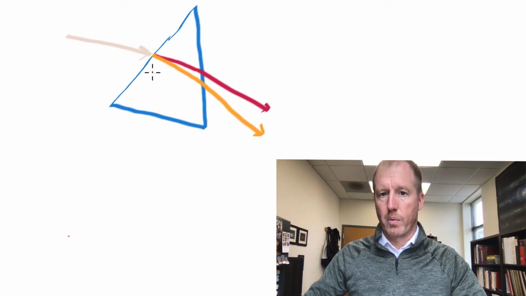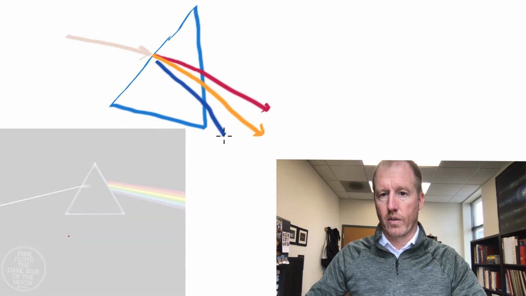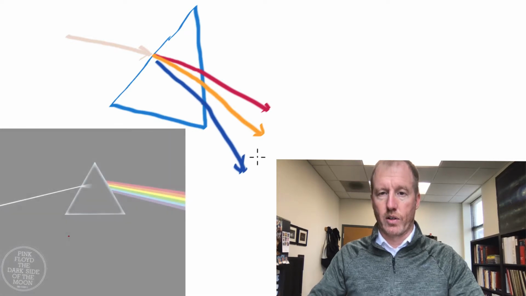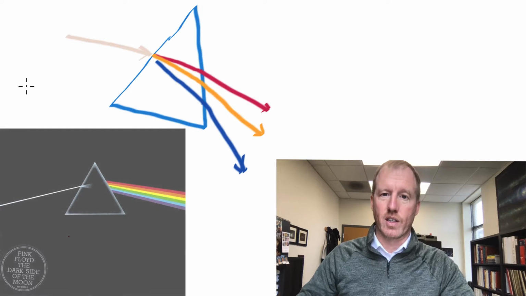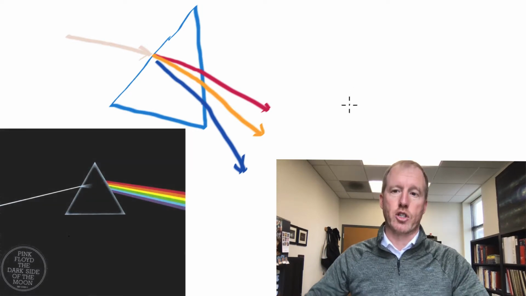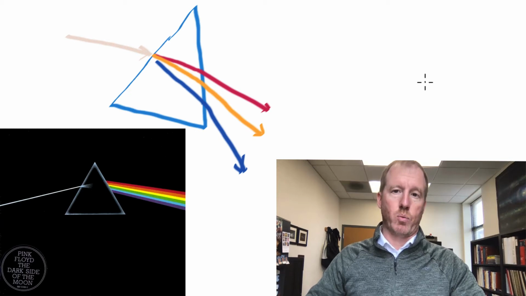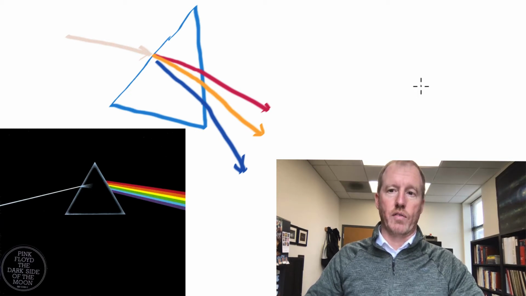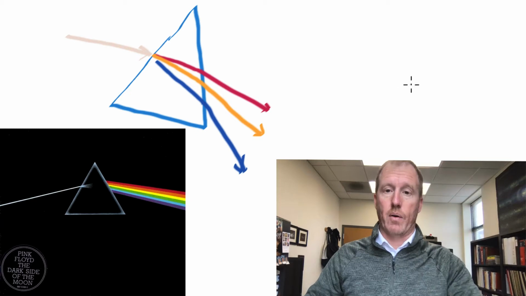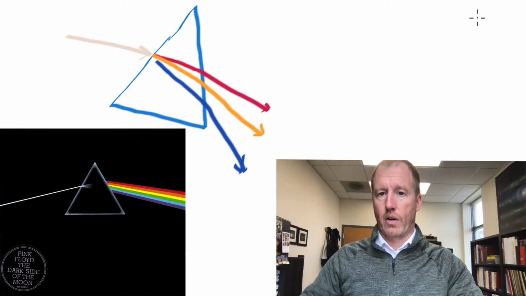And let's do a purple one over here. So if you've seen the front cover of the Pink Floyd Dark Side of the Moon album, you've seen this kind of dispersion of light into different colors when passing through a prism. That is because white light is comprised of all of these different colors. Now the question is, how does the particle theory account for this, and how does the wave theory account for this?